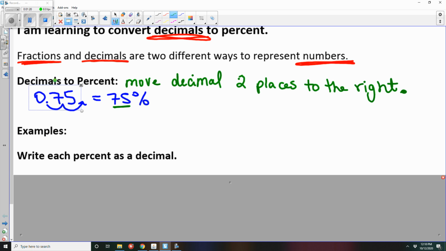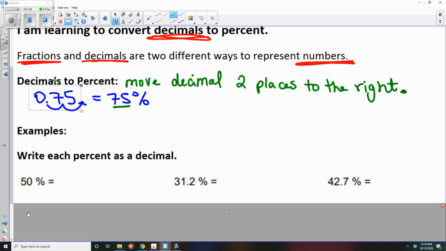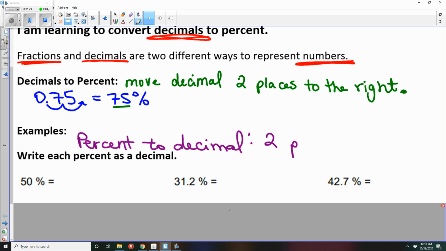So now for our examples, it just tells us to write each percent as a decimal. So, this one, now we're going to go backwards. So there we go, we'll go to pink. So if we're going to go backwards here, we're going to go from percent to decimal. Which way would I have to move the decimal for this one? To the left or go backwards? Oh, percent to decimal. Move 2 places to the left.